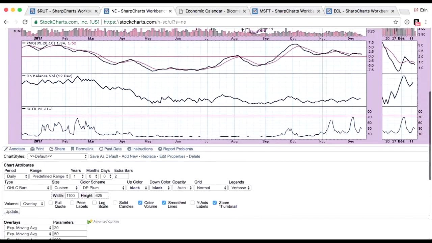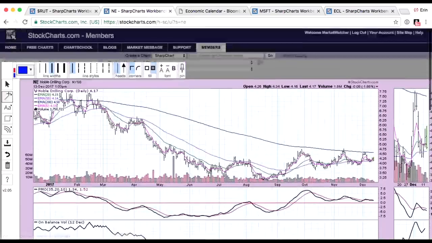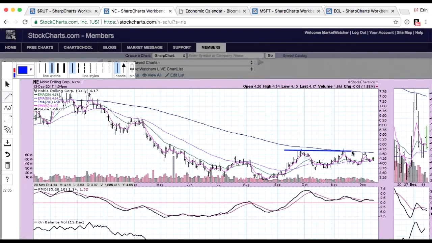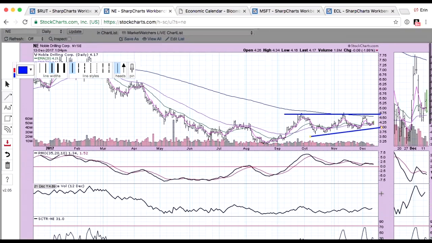All right. This has some interesting annotation possibilities. So I honestly would look at this, and I think that kind of lines up there, and that is an ascending triangle, and that is a bullish pattern. I'm not really liking the setup of the PMO.